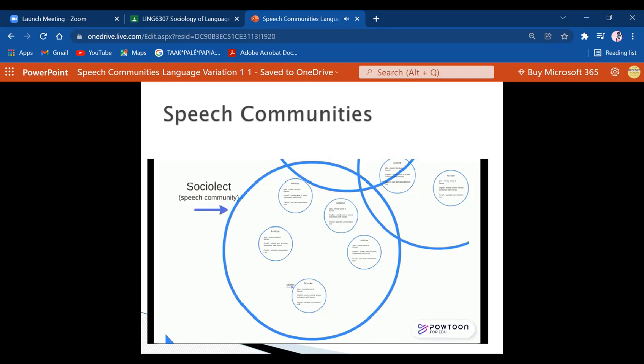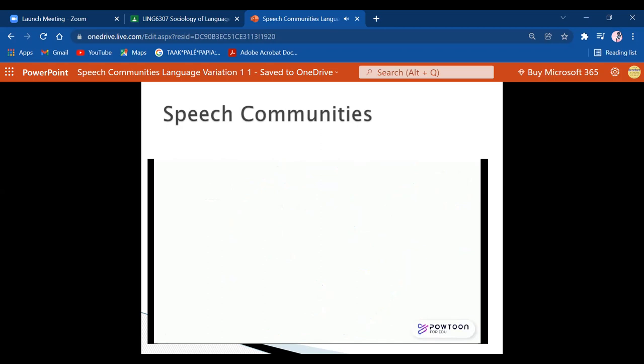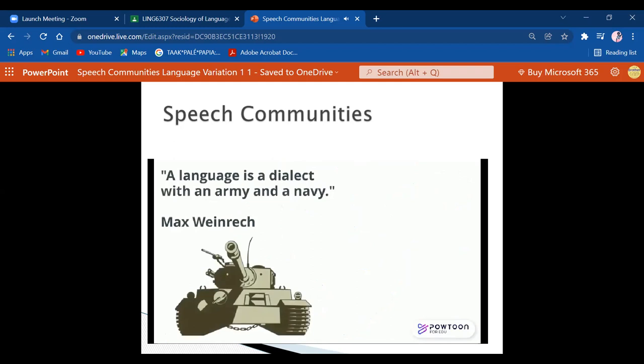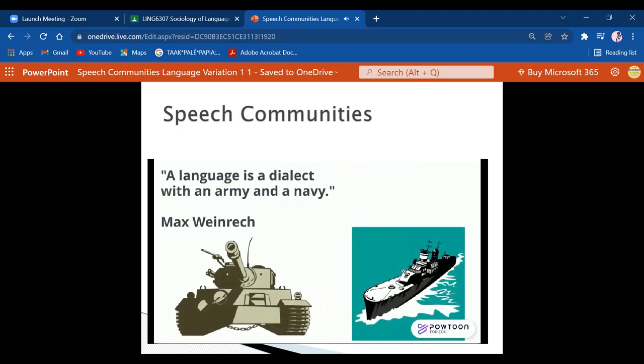Since it is not possible to separate macrolinguistic attitudes towards language from their origin at the microlinguistic level, sociolinguist Max Weinreich once said, "A language is a dialect with an army and a navy." What he meant here was the difference between a language and a dialect.